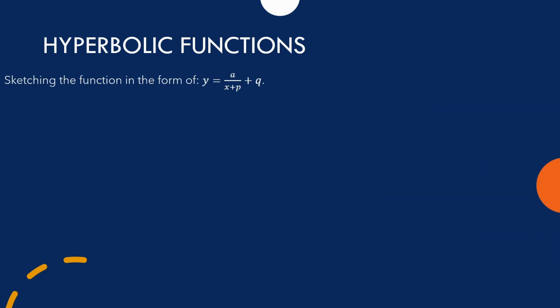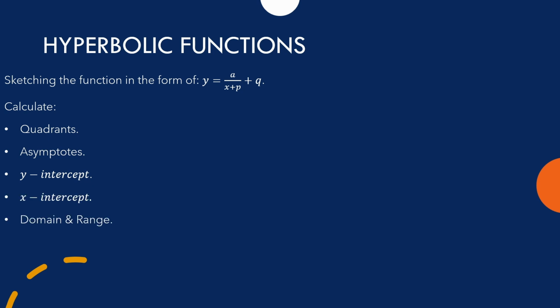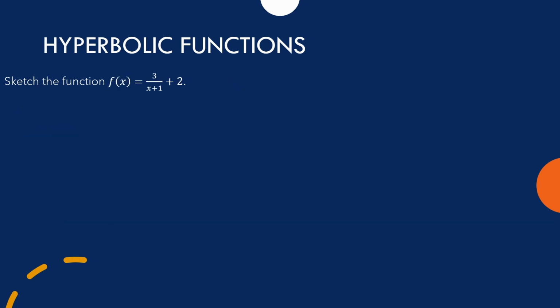Now, let's take a look at the steps you follow when you're sketching a hyperbolic function. First, determine the quadrants. You will be guided by the value of a. Second, find the asymptotes. Third, the y-intercept by letting x equal 0. And next, the x-intercept by letting y equal 0. Then find your domain and range and you'll be ready to sketch your function. Let's take a look at an example. It says, sketch the function f of x equals 3 over x plus 1, plus 2.